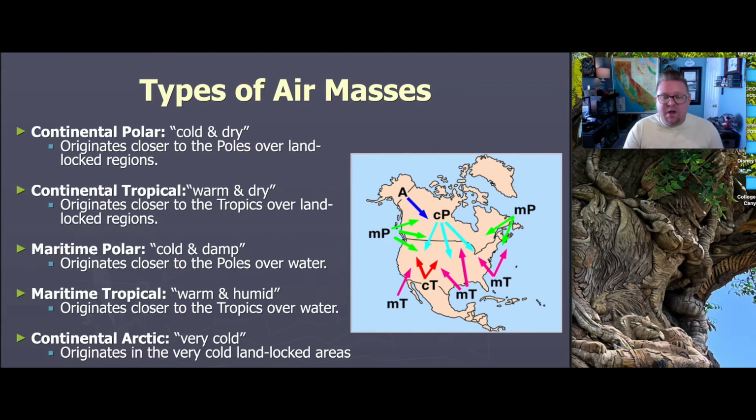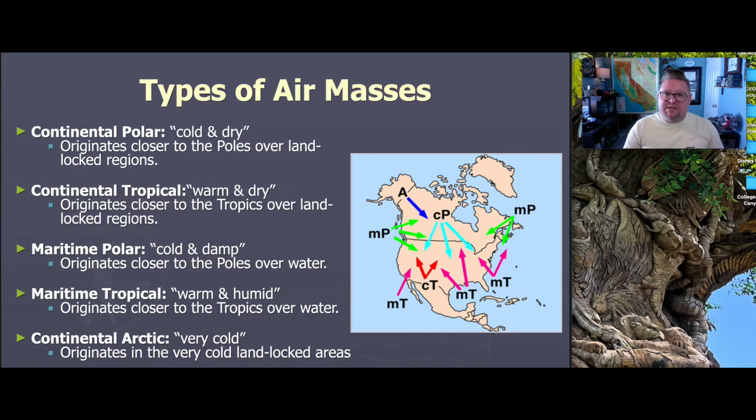As an example, we can have what's considered a continental polar, which is represented by a lowercase c and a capital P, as you can observe right up here in Canada. Continental polar refers to an air mass that is cold and dry. They originate closer to the poles and over landlocked regions, which means there's not a lot of water resources. That's the idea of continentality and its relationship to air mass formation, in relation to where the water is in that space.